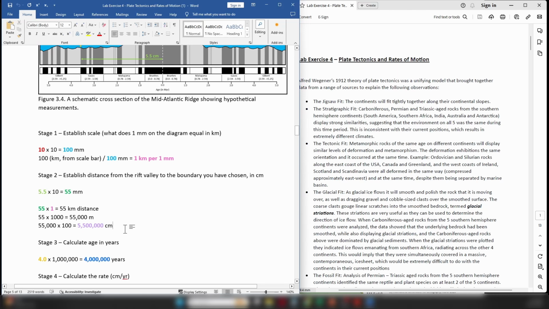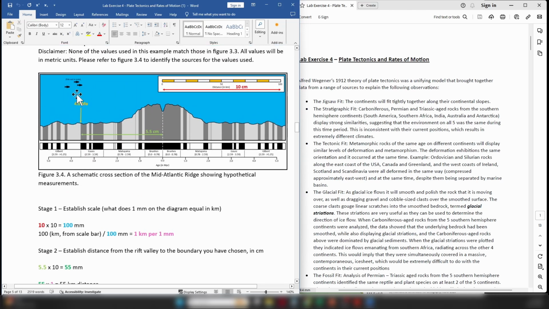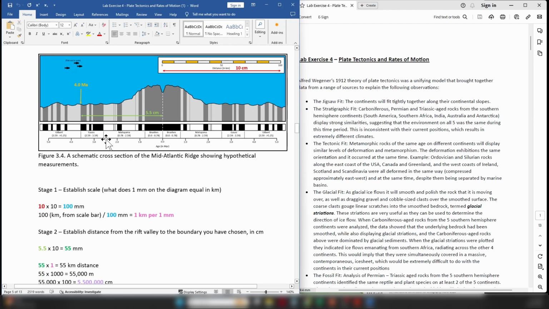The final thing we need to know then is the age at the location that we are measuring to. Well, you're going to get that from the scale bar. Okay. I should also point out, by the way, that the boundaries for each of these different portions of the seafloor actually have assigned ages to them. So if you look at the Gauss here, you can see it says 2.59.